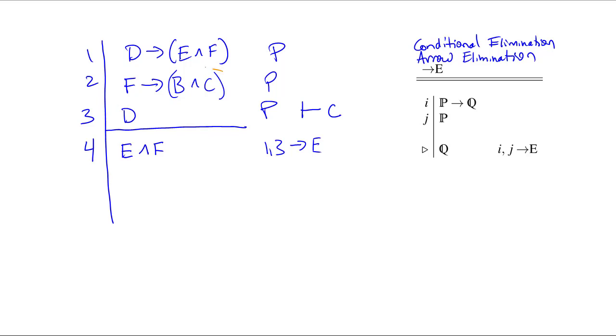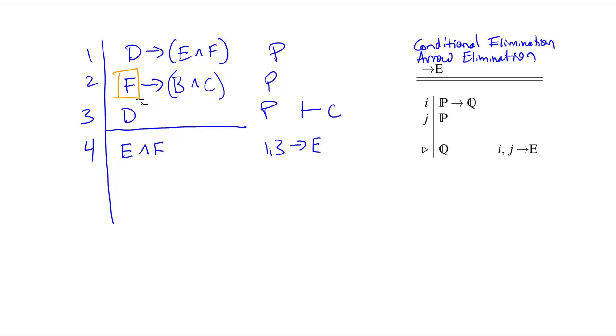Now obviously we want to be able to derive B and C, because subsequently we'll be able to get the C out of there. In order to do that, we need to have F. And we have it here, but it's not yet on a line by itself. We could not apply arrow elimination to lines 2 and 4, because while there is a conditional in line 2, line 4 does not match the antecedent of line 2.